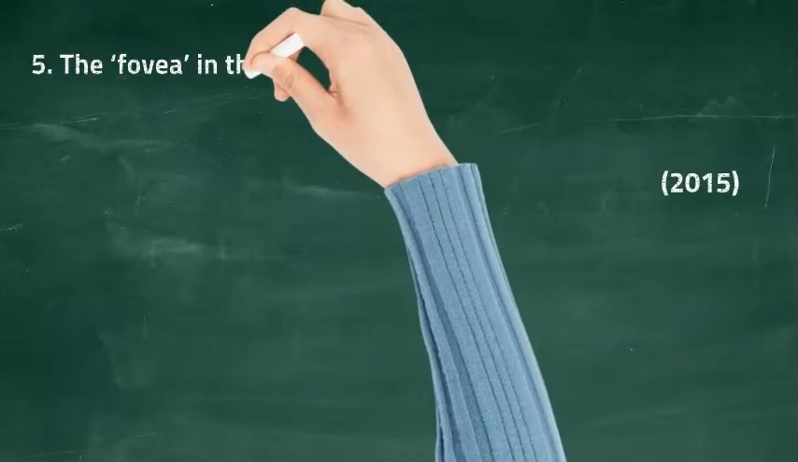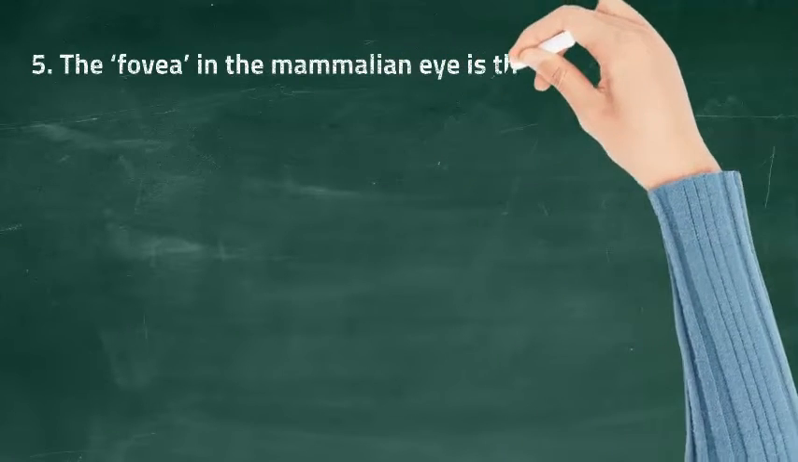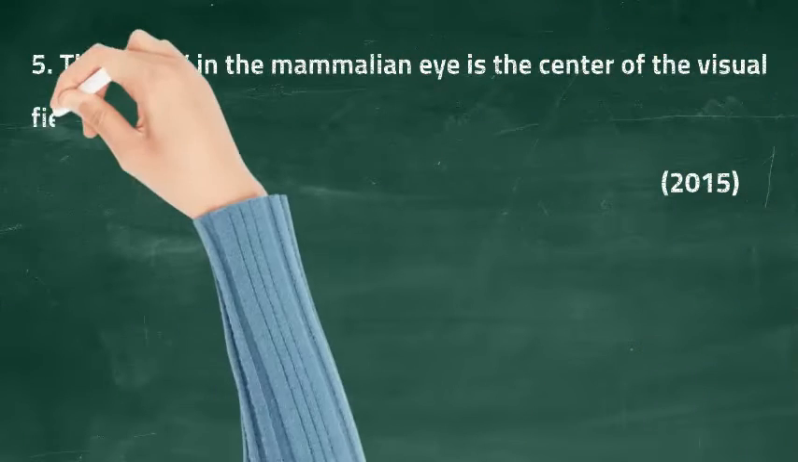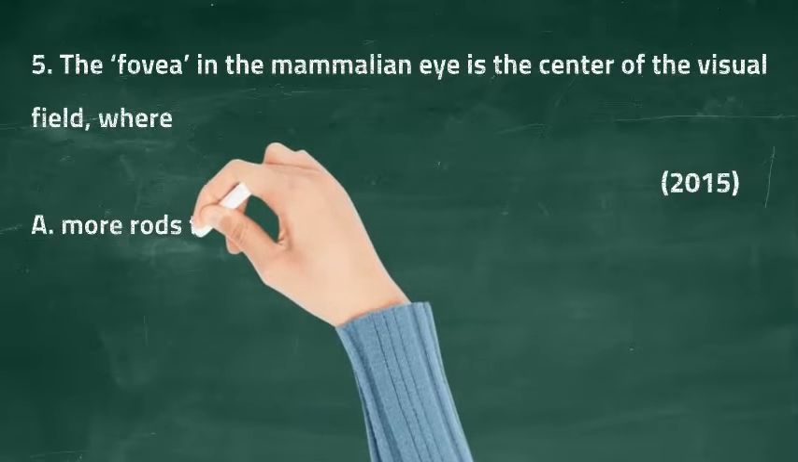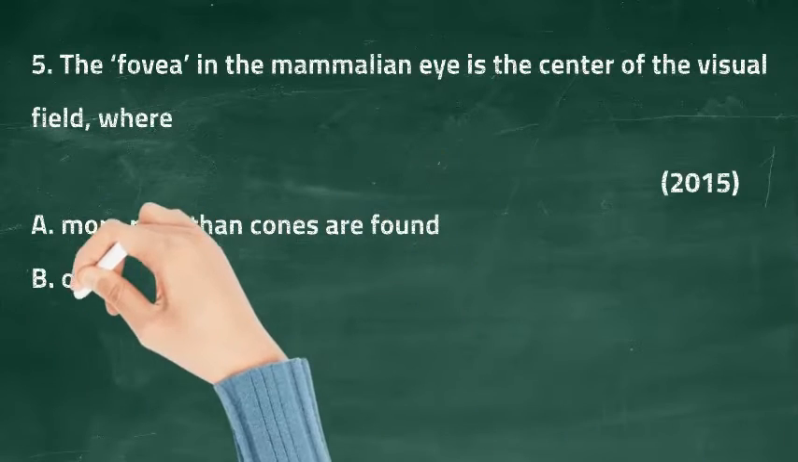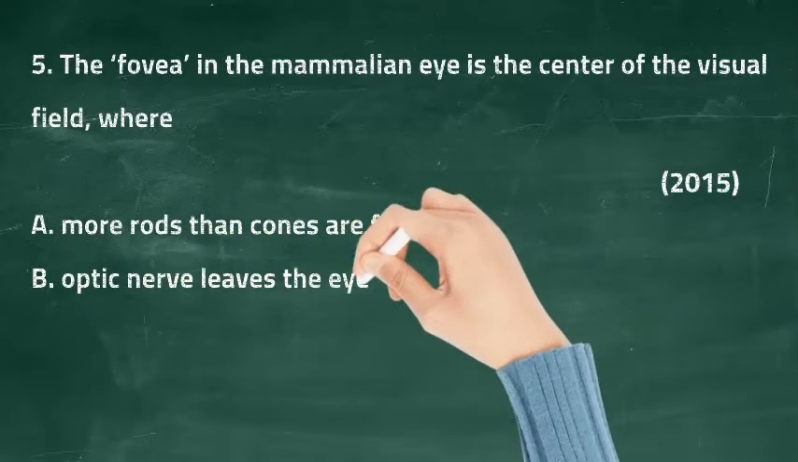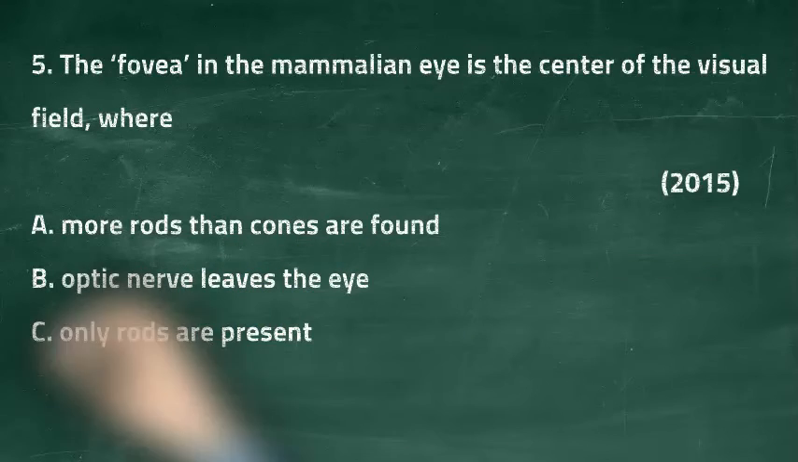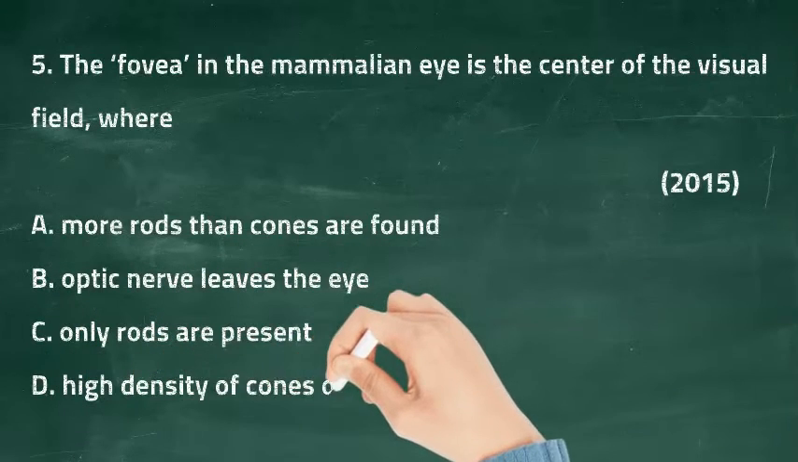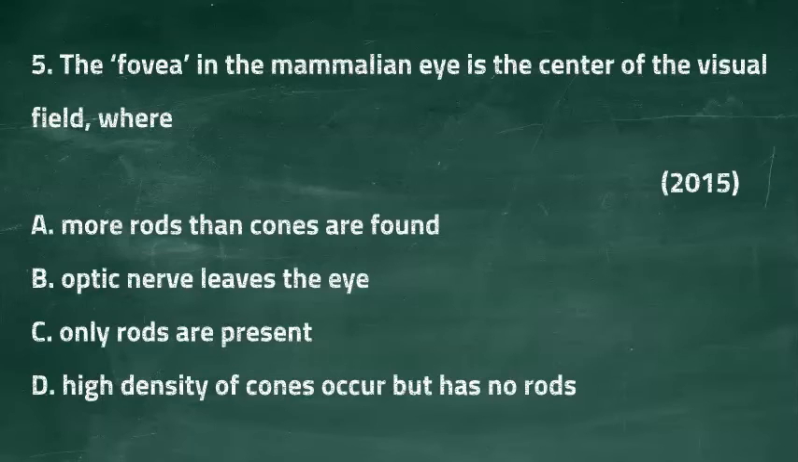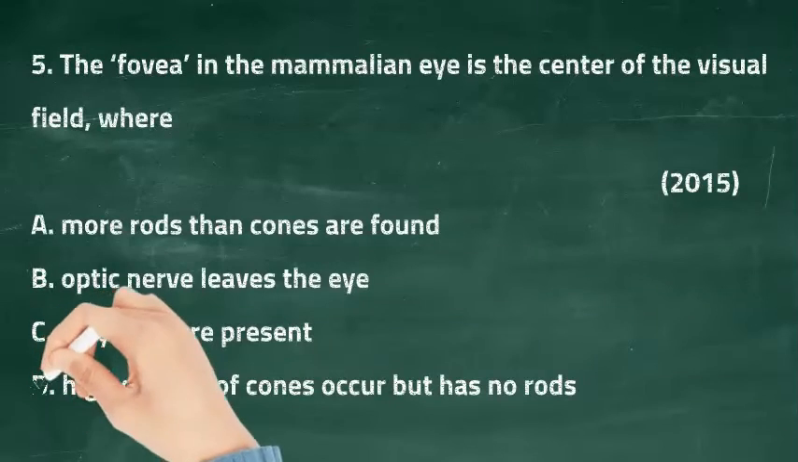Question 5. The fovea in the mammalian eye is the center of the visual field where: option A is more rods than cones are found. Option B is optic nerves leave the eye. Option C is only rods are present. And option D is high density of cones occur but has no rods. So the right answer for this question is option D, which is high density of cones occur but has no rods.